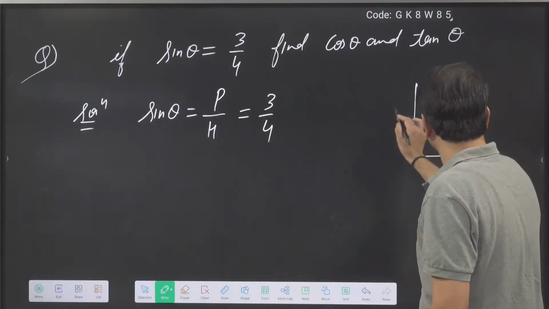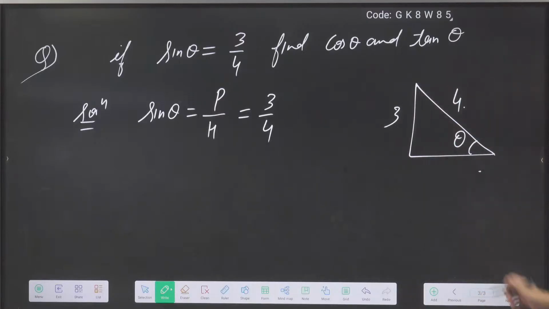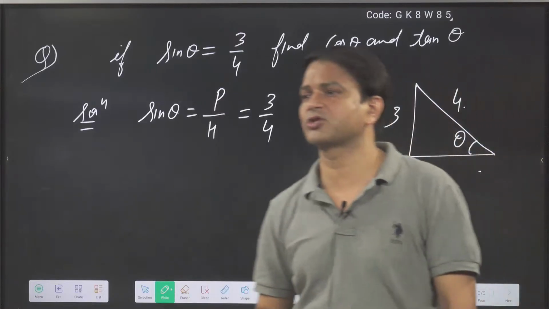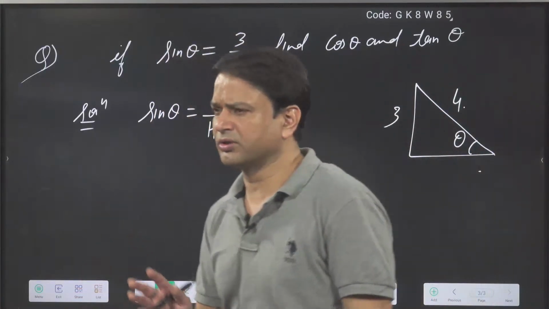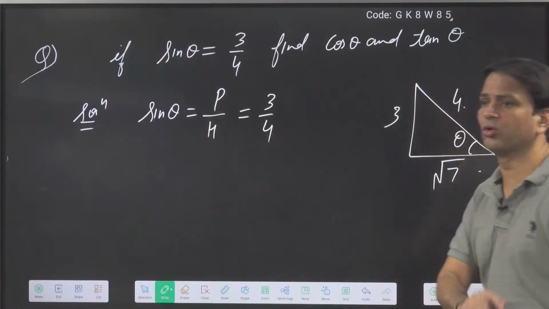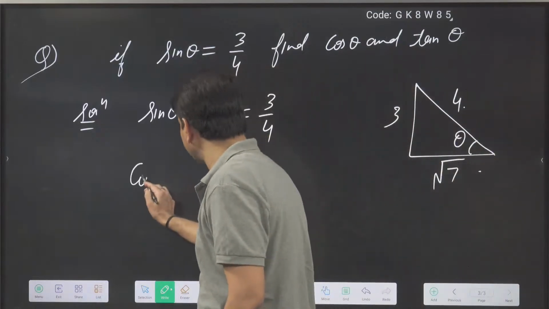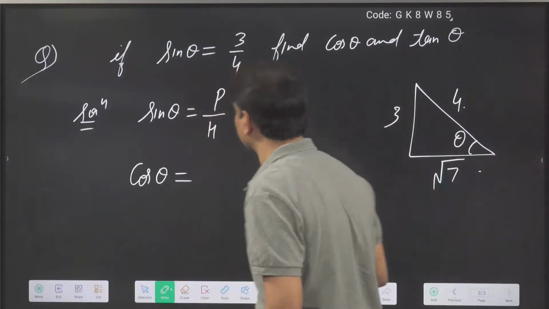Perpendicular I am taking as 3, hypotenuse I am taking as 4. Then what is the base I will get? Base I will get under root of 4 square minus 3 square. So 16 minus 9, what will I get? Root 7. So base is root 7. Okay. Now I have the triangle, then I can find every trigonometric ratio.